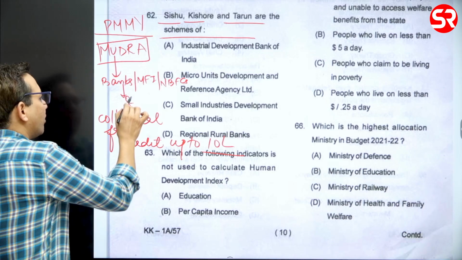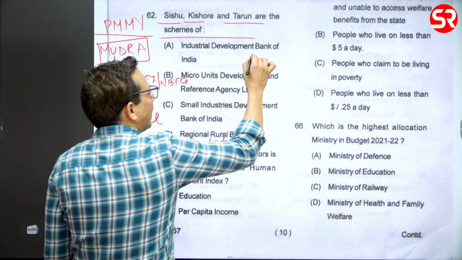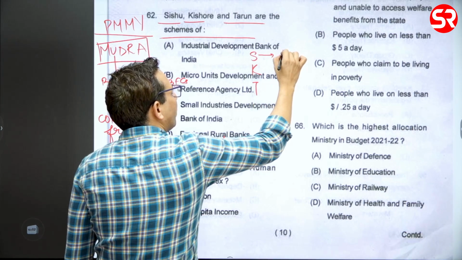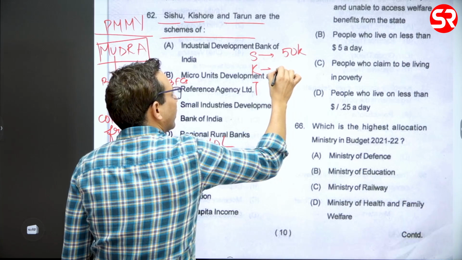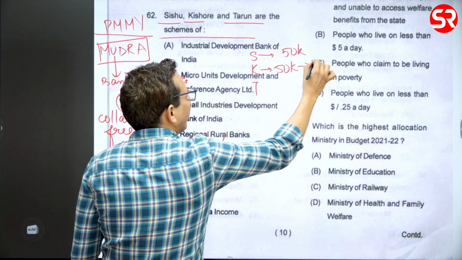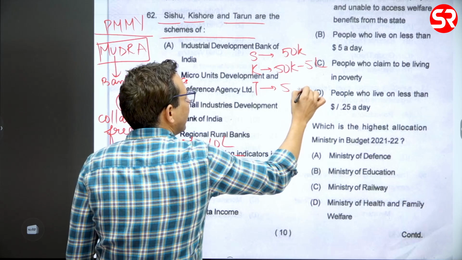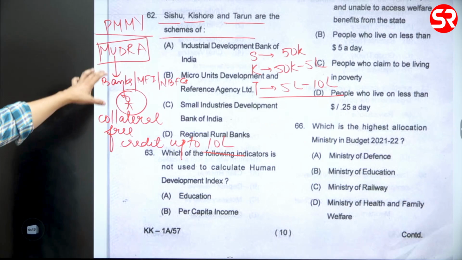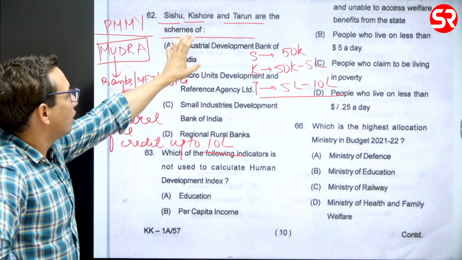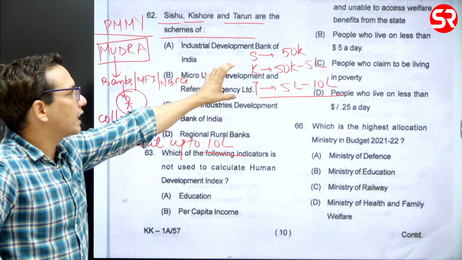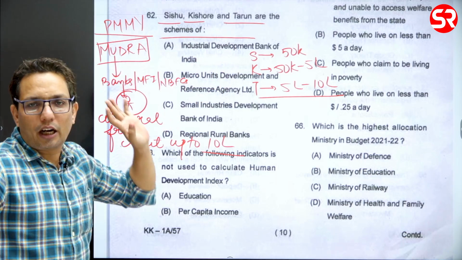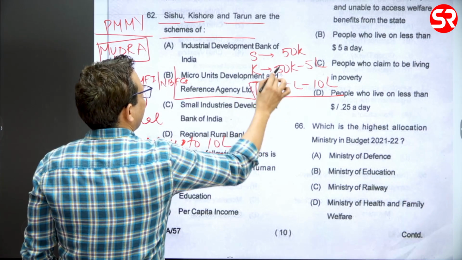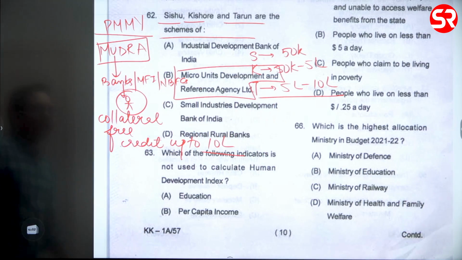Now, the loan which is given to ultimate beneficiary is of three types: Shishu, Kishore, and Tarun. Shishu is loan up to 50,000 rupees. Kishore is from 50,000 rupees to 5 lakh rupees, and Tarun loan is between 5 lakh to 10 lakh. Alright, so that is what the scheme is. Basically, there are three types of loans given under Pradhan Mantri Mudra Yojana. I hope you have understood. Answer is Micro Units Development and Refinance Agency. Answer is B. Alright.